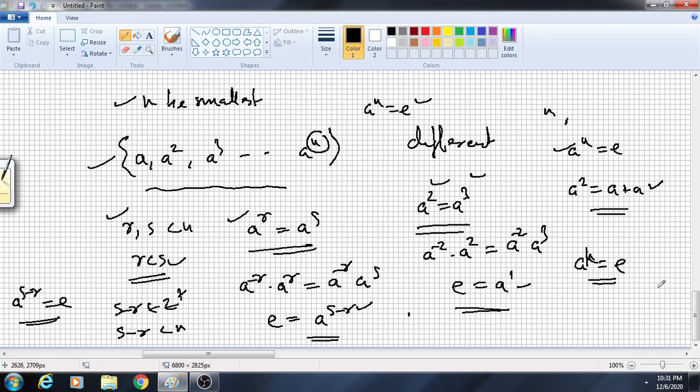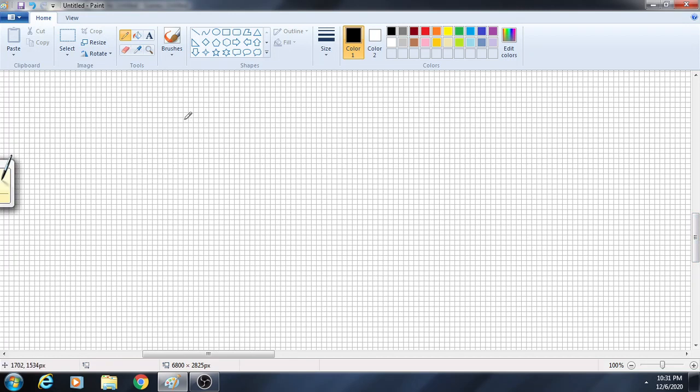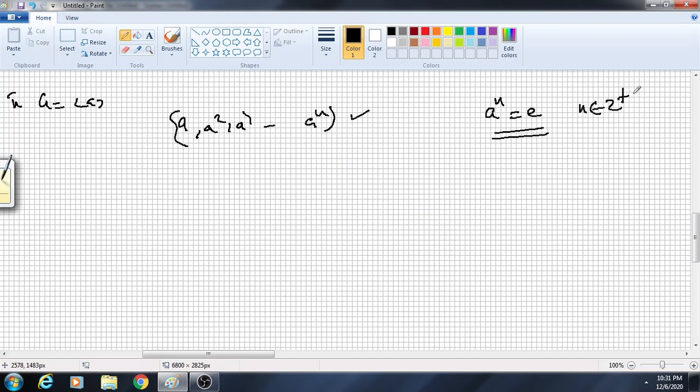So that means that all these numbers a, a squared, a cube, etc., a raised to n are different. Okay, so we have got this. We are considering the group G, and we know the order of G is some element. So we are considering the set a, a squared, a cube, etc., and we have got that all these elements are entirely different. And what is the property of this n? It is the smallest positive integer with the property that a raised to n is equal to e. Okay, now we have got till this much.